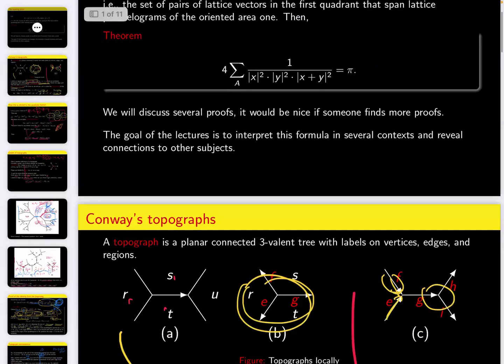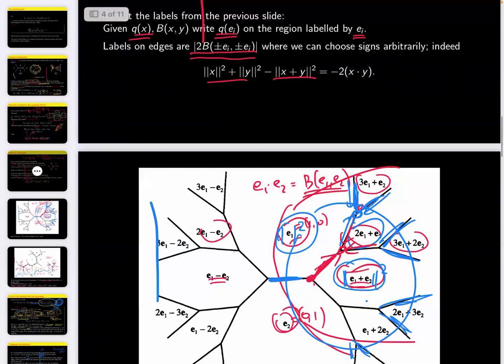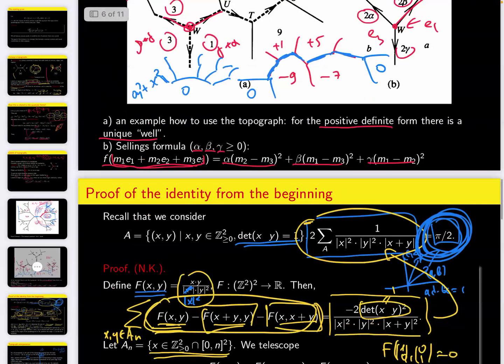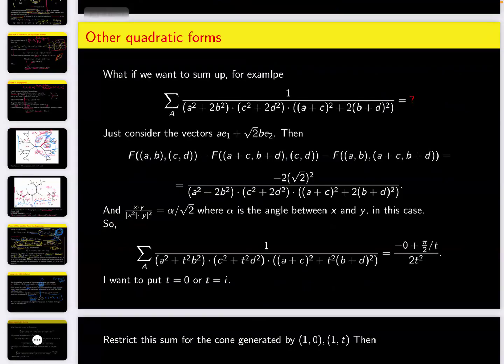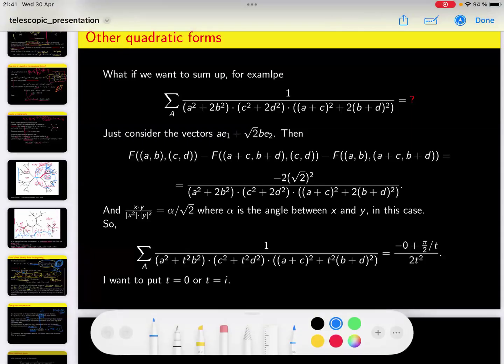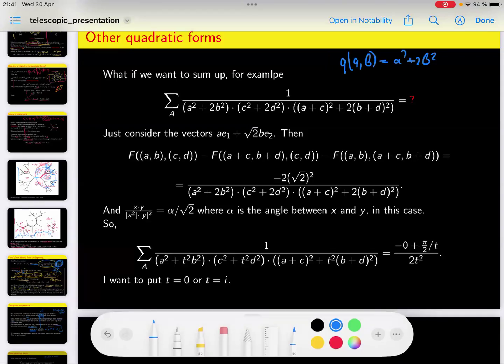Okay. Just maybe 2 more slides, and that will be everything. As I think Denise asked me, what happens if you consider not the standard norm, but something different? For example, you can say, what if I say that the length of the vector AB is not a squared plus b squared, but q of AB is just a squared plus 2b squared. So what if I do this?